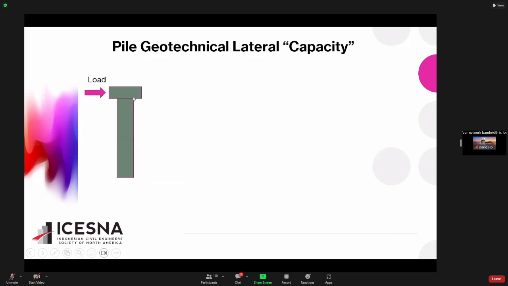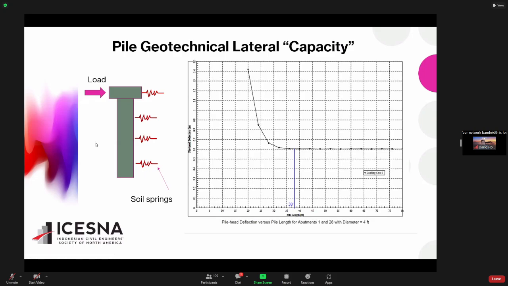You have a pile, you put a lateral load here. And for lateral, typically you represent the soil using soil springs, right? You put a spring here, the PY spring for your lateral load. So the same thing, what we do here is we compute the pile length and the pile head deflection, right? So if the pile is 20 feet long, the pile deflection is 1.4.